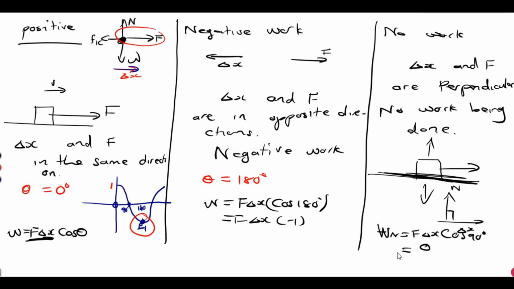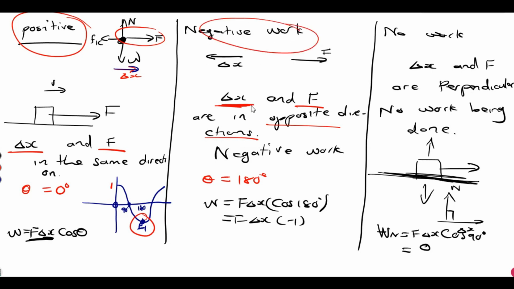Cos 90 is 0, then this gives you 0. And so is the weight. Now let us summarize that quickly. If delta X and the force, the change in displacement and the force, are in the same direction, we have positive work being done. Now, if delta X, or the change in displacement, and the force are in opposite directions, then you have negative work being done. And then if you have the change in displacement and the force being perpendicular to each other, then that force simply does no work on the system.